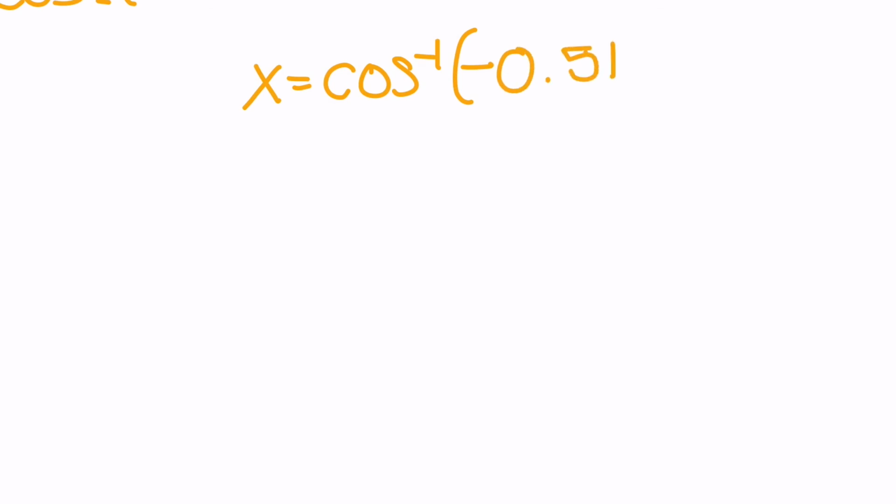So then when you're setting up your final answer, you should end up with the inverse cosine of negative 0.5117. Just make sure you carry that negative sign over when you're doing your inverse cosine function. So then you should end up with x equals 120.8 degrees.